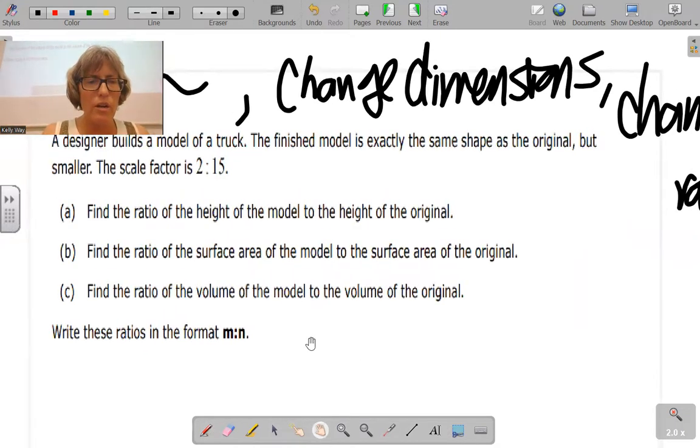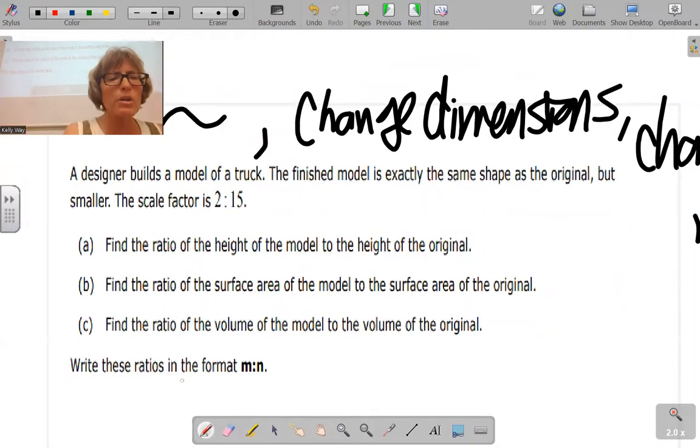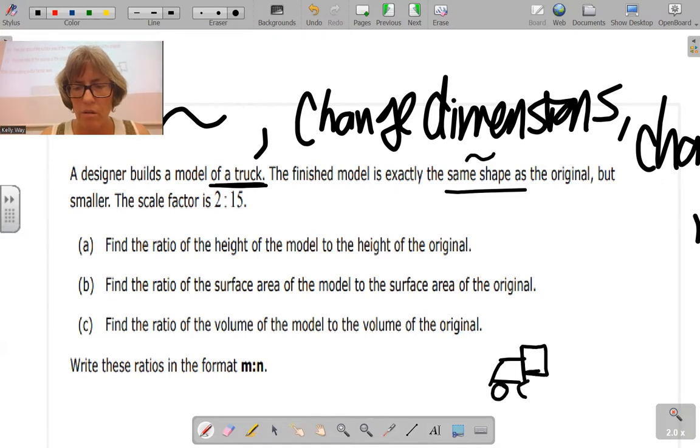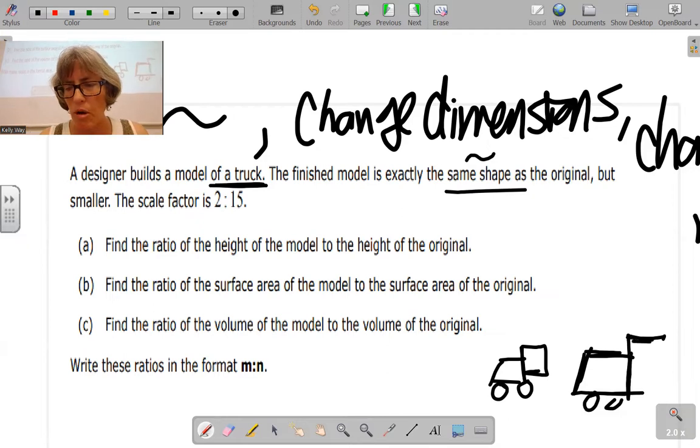So right here, it says a designer builds a model of a truck. The finished model is the same shape as the original. That tells you it's similar. The scale factor is 2 to 5. So I'm going to try to do a little truck here. You've got a little baby truck, and then you have the bigger version of the same truck. Try to make this look the same. I am a horrible artist.